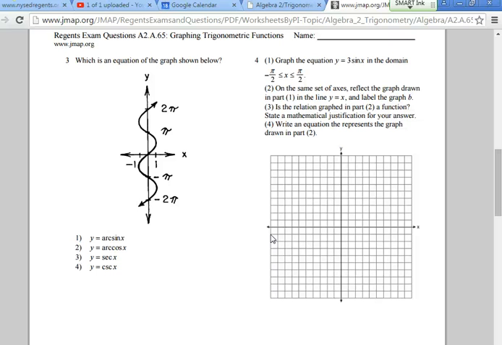Arc sine, guys, is like sine negative 1. It means the same thing. Arc cos is cos negative 1. So for secant we have to put this in as 1 over cos, and this one has to be as 1 over sine.